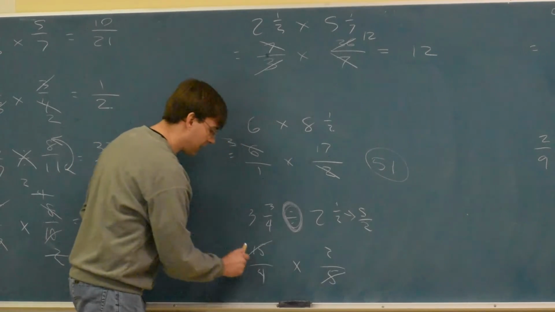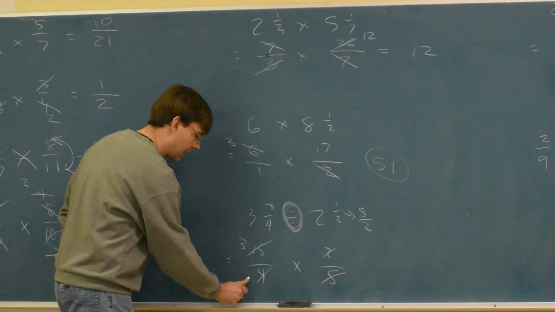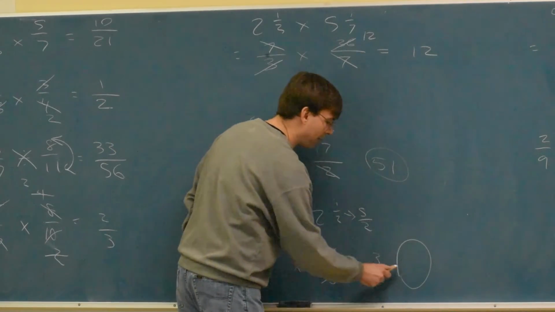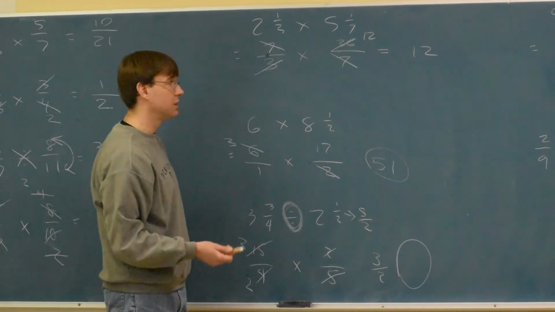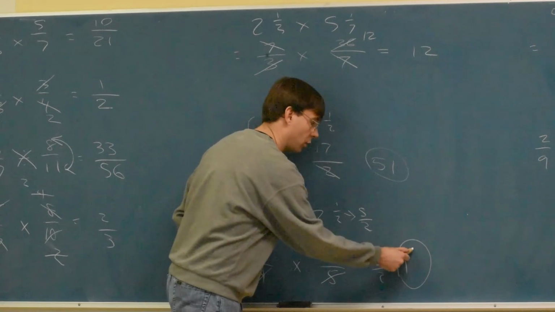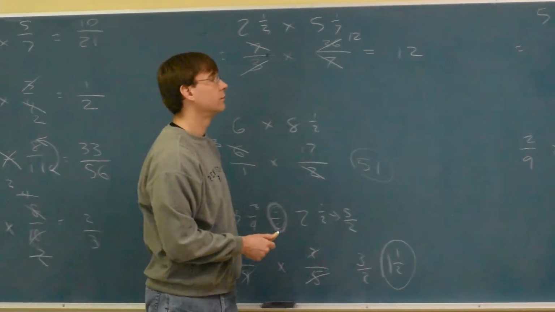15, 5 cancel to leave 3. 2 and 4 cancel to leave 2. 3 over 2 is not bad, but also not best because it's improper. The bottom goes into the top 1 time with 1 remainder, and we leave the bottom the way it was.